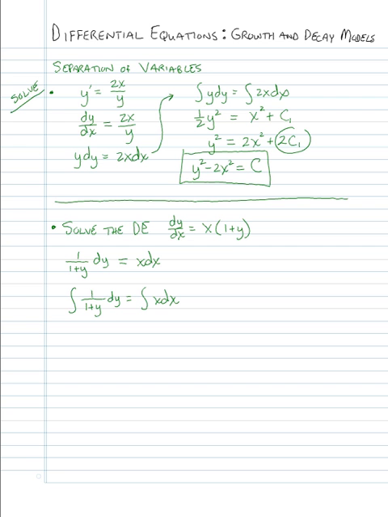Now, let's look at this left-hand side. The integral of 1 over 1 plus y, well, we could do that by substitution, couldn't we? Thinking of 1 plus y as being u, that would be 1 over u.